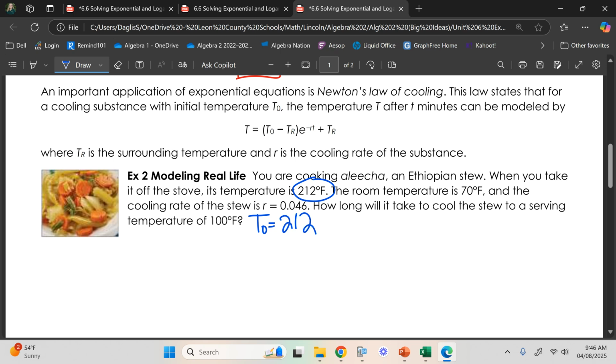The room temperature is 70 degrees. So Hayden, which variable is that one going to represent? The 70.